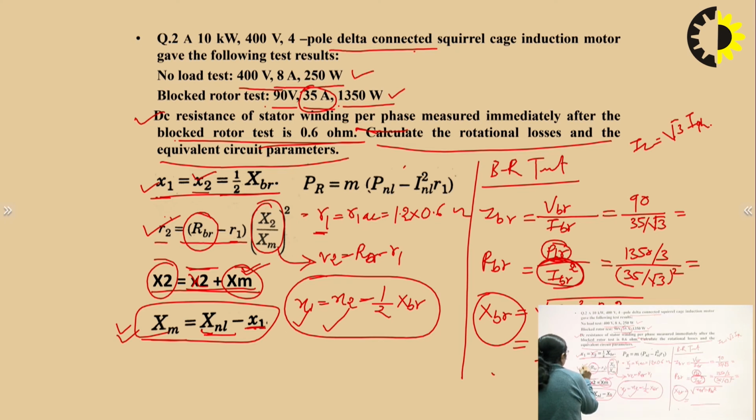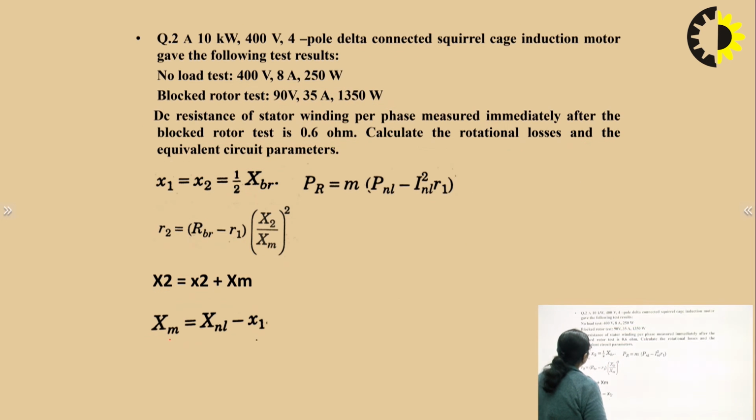Now, let us come back here. For calculation of resistance R2, I must have Xm. So, let us first calculate the next parameter, that is Xm. It is the same question I have taken on the second sheet as well for the solution purpose. For the calculation of Xm, I have to use the no load test data.